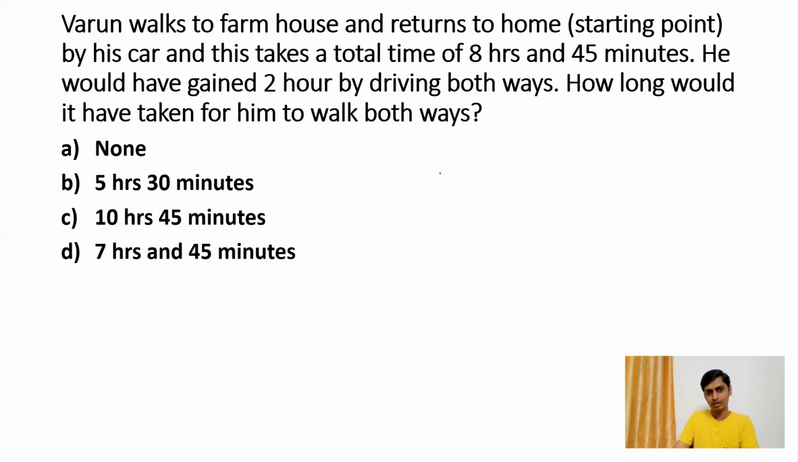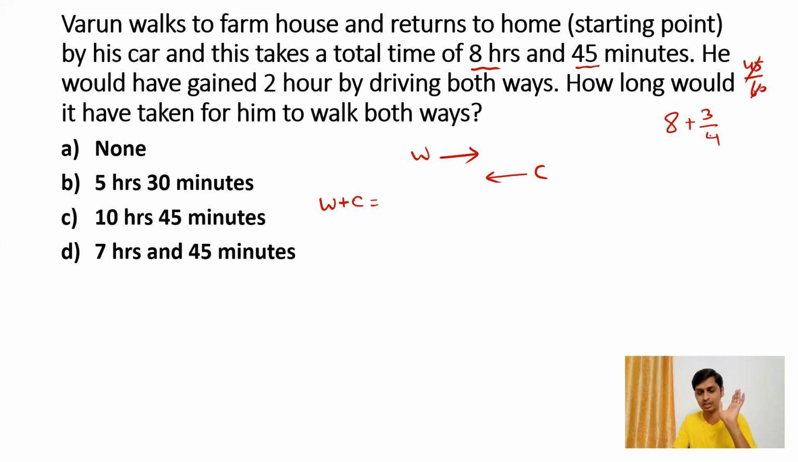For example, Varun walks to the farmhouse, right? He is walking and returning by car, right? So in up and down, he takes 8 hours and 45 minutes. So time taken for walking and time taken by car together is 8 hours and 45 minutes. Now, how can we write 8 hours 45 minutes? 8 hours can be written as 8 and 45 minutes can be written as 45 by 60, right? So 45 by 60 is nothing but 3 by 4 hours. So it is 8 plus 3 by 4 hours. So you can write 4 8s are 32, 32 plus 3 is 35 by 4 hours.